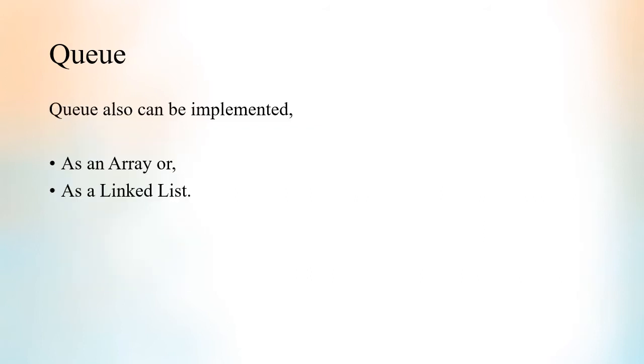Queue data structure can be implemented using two methods, a static implementation and a dynamic implementation. The static implementation is done using an array and the dynamic implementation using a linked list. In this video segment, we are going to discuss implementation of queue using array.